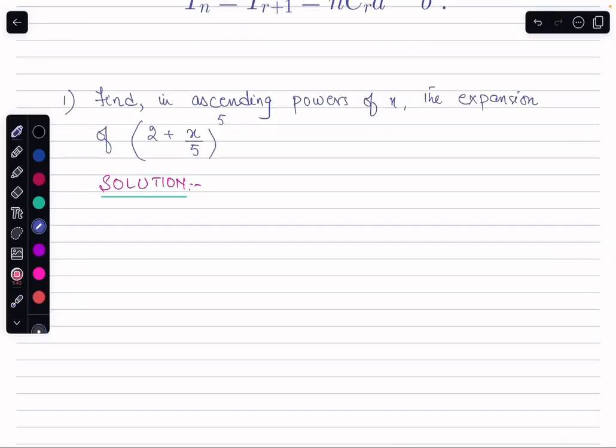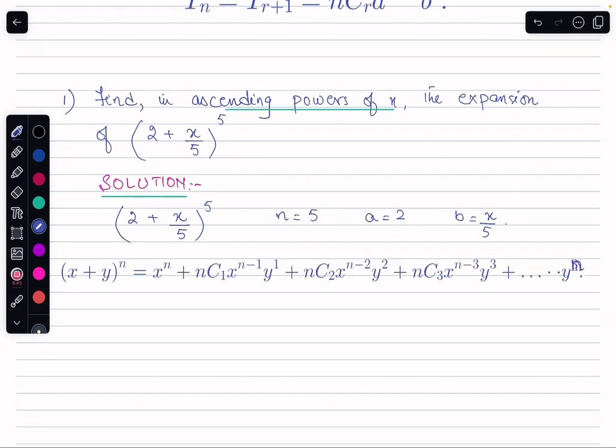Question 1. Find in ascending powers of x, so I should underline this phrase, I need to have ascending powers of x, the expansion of (2 plus x by 5) to the power 5. So I have here (2 plus x divided by 5) to the power 5. n equals 5, a is equal to 2 and b shall be equal to x by 5. Another thing to remember here is that if n is 5, then the total number of terms in the expansion is going to be 5 plus 1, which is going to be 6 here.